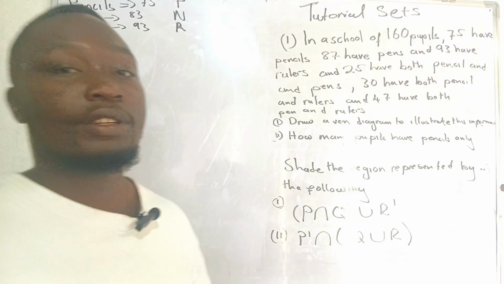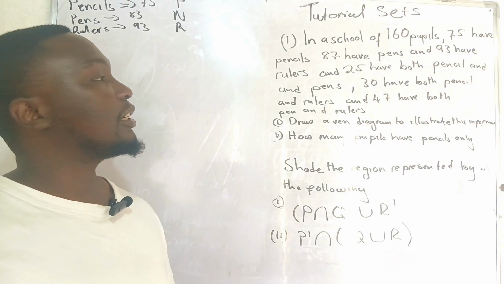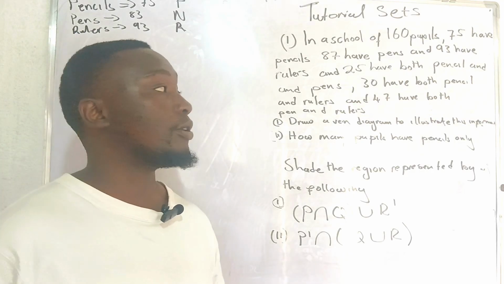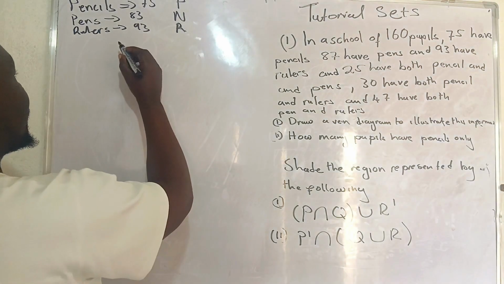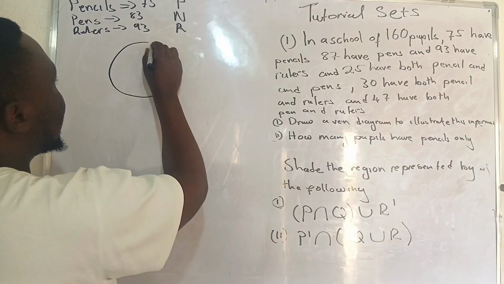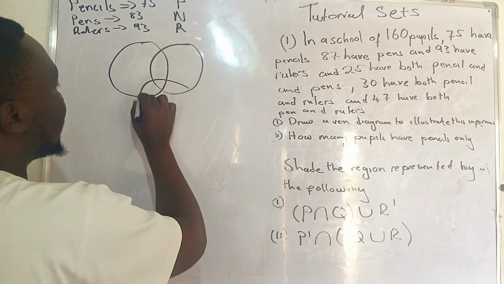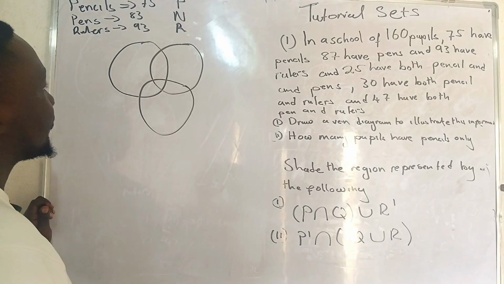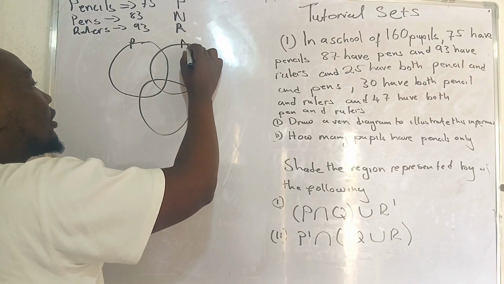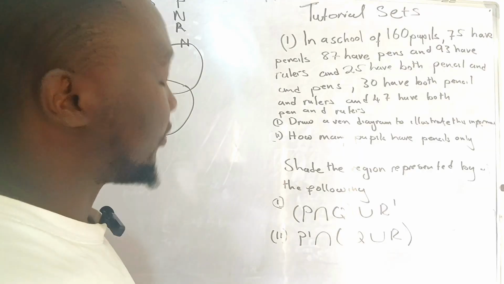So as I've said, if you need to solve this problem, you have already identified the concepts. The best way you can visualize this problem is to draw a Venn diagram. The Venn diagram consists of three circles: first circle, second circle, and third circle. We're going to name this one P, this one N, and this one R. So we have named our Venn diagram.